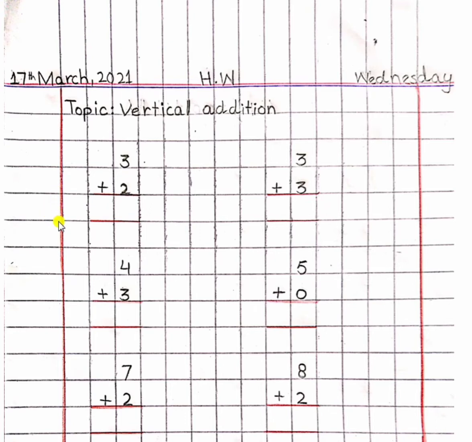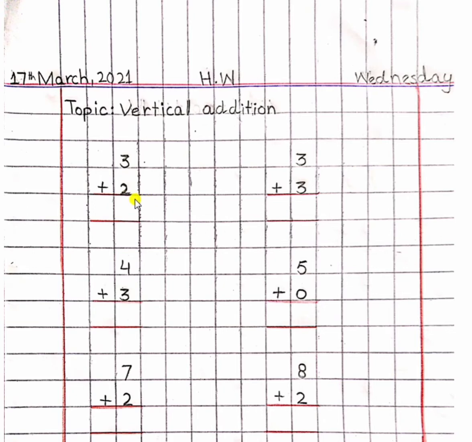First of all, you will draw margin lines on this page. You will draw margin lines on your notebook like this, as I have done. Then you will write date, homework and day. On the first line of the page you will write topic, that is vertical addition. Then you will solve all these sums.